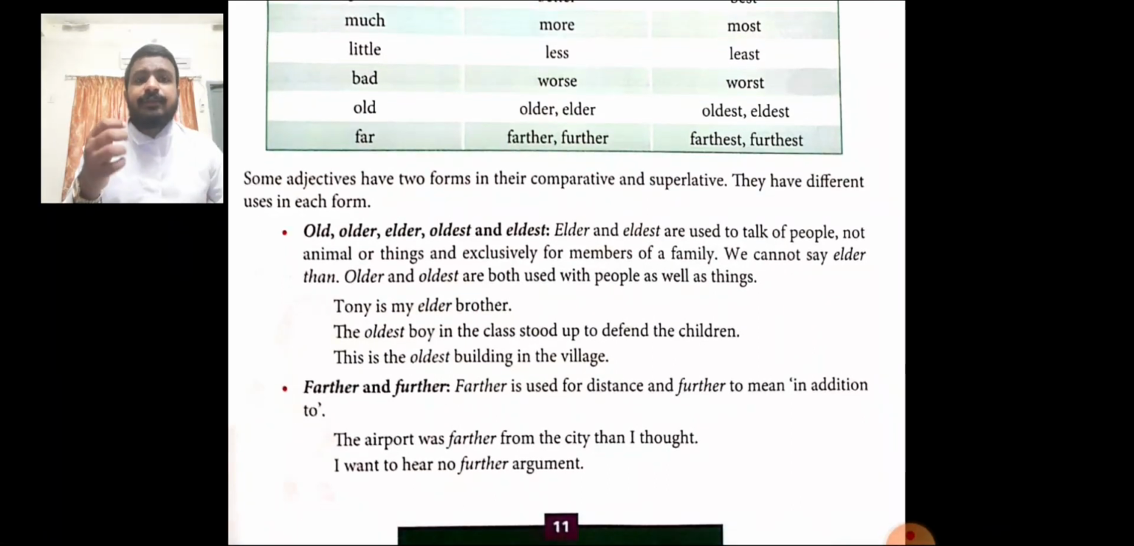Now, farther and further. The positive is far, then farther, further, farthest, furthest. Now, farther or farthest is used to tell about distance. Then further is used to mean in addition to. For example, the airport was farther from the city than I thought. Now I want to hear no further argument. That means no additional argument.